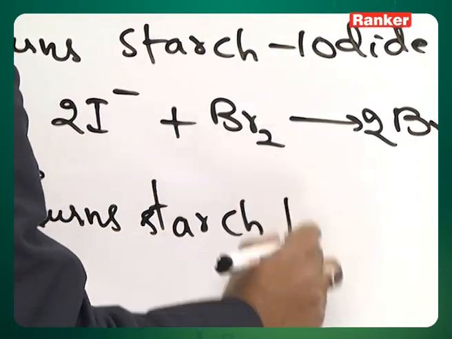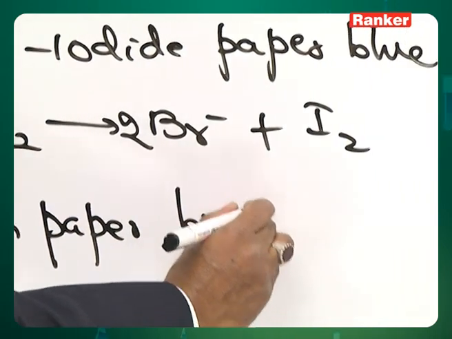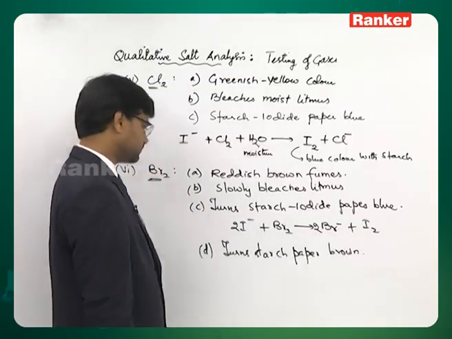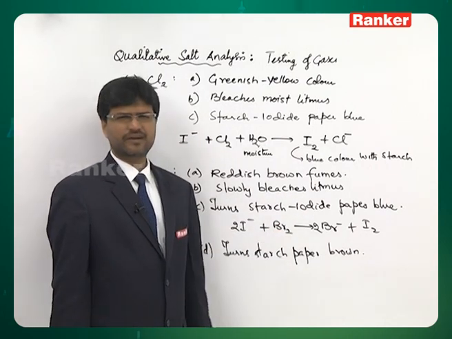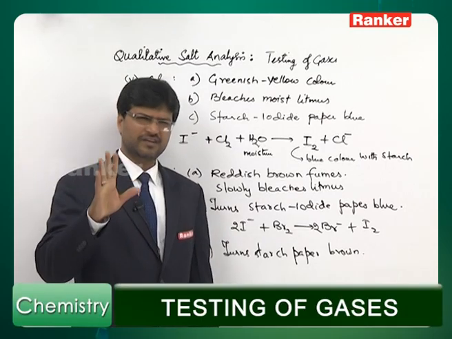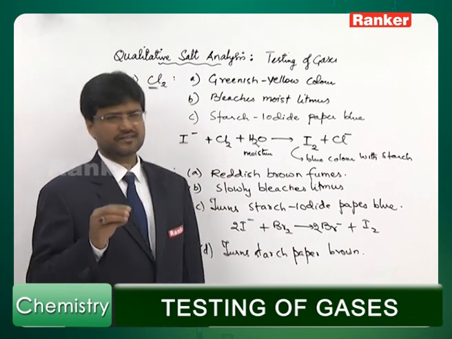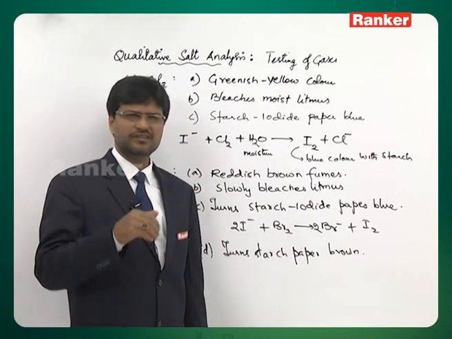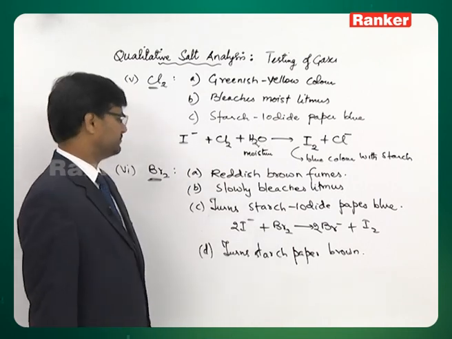It turns starch paper brown. Bromine turns starch paper brown. There's a difference between starch iodide paper and starch paper. Starch paper means starch paper as such is taken and it forms a brown colored complex with bromine, but starch iodide paper is a starch paper which is dipped in KI. So these are tests for chlorine and bromine.